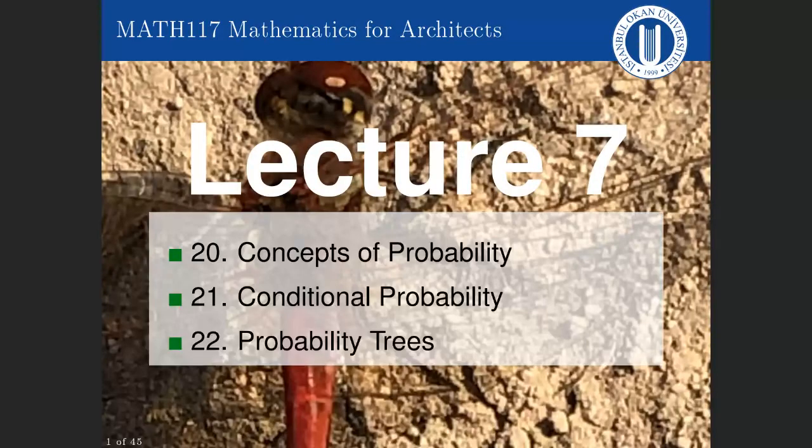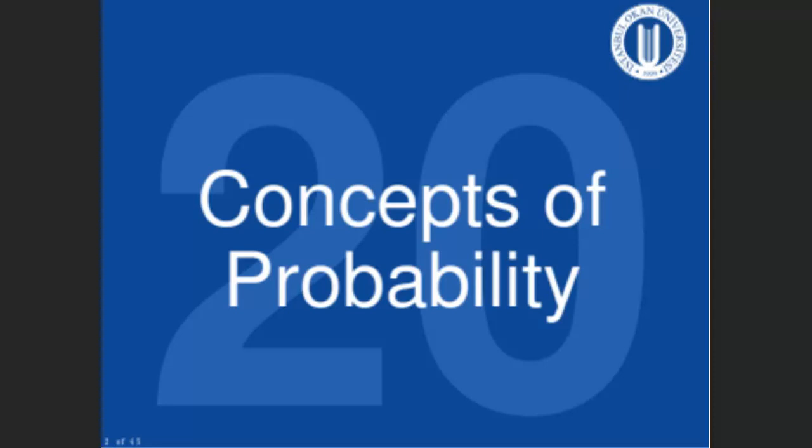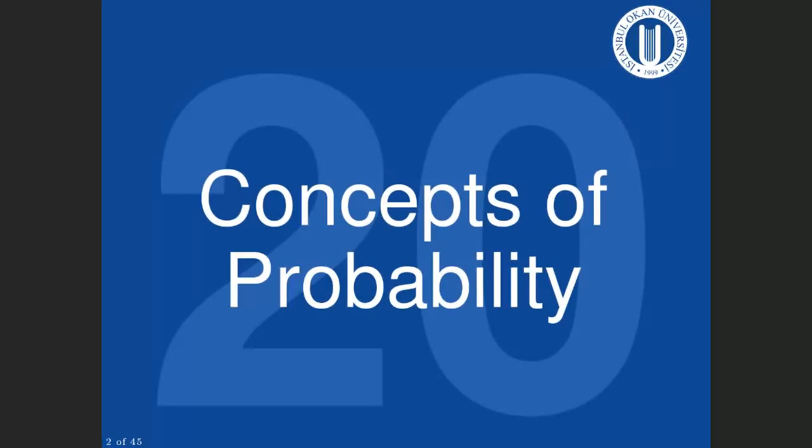Welcome to Lecture 7. This week we're going to finish our discussion of probability. We'll cover Chapter 20, Concepts of Probability, Chapter 21, Conditional Probability, and Chapter 22, Probability Trees. First, let's talk about some concepts of probability.